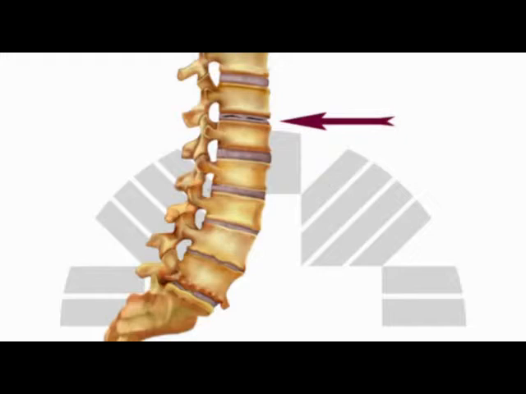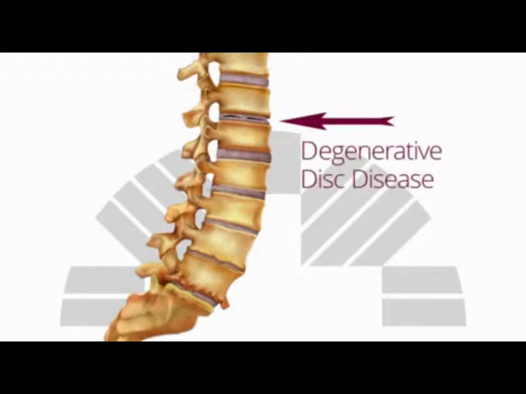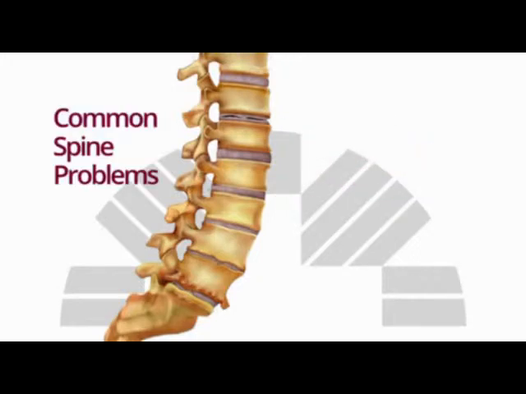As these shock absorbers become less effective, the vertebrae can, in a variety of ways, put pressure on the nerves in the spinal cord, causing lower back or leg pain. This is referred to as degenerative disc disease. Any of these conditions can lead to a variety of common spine problems.